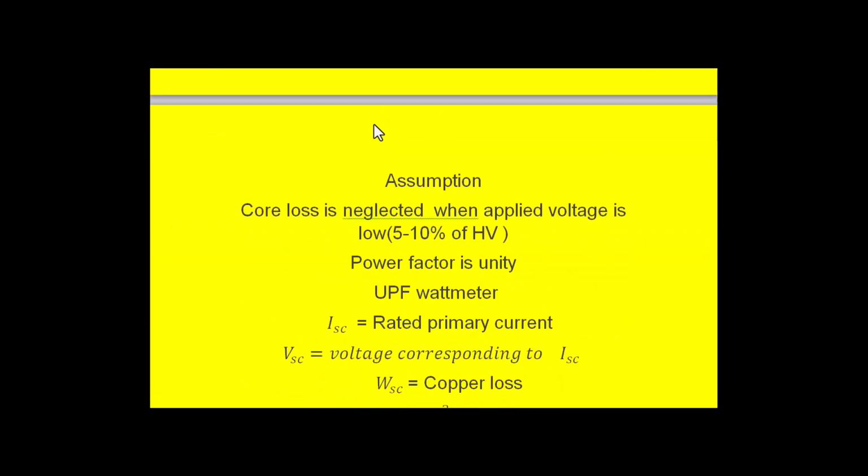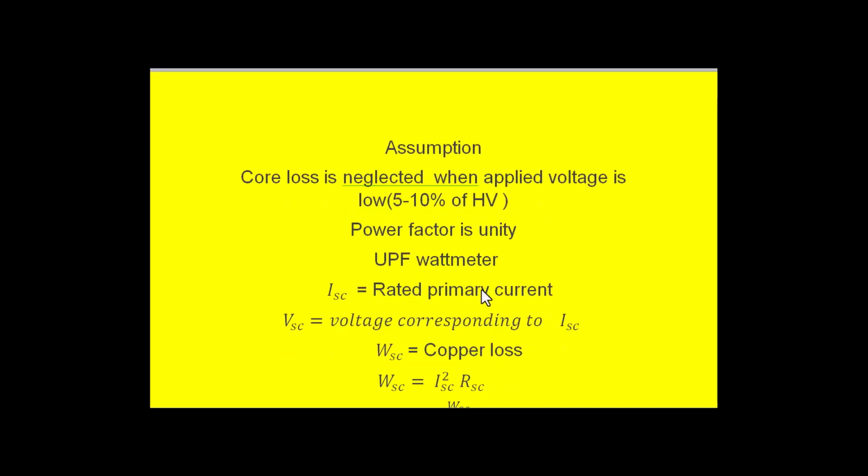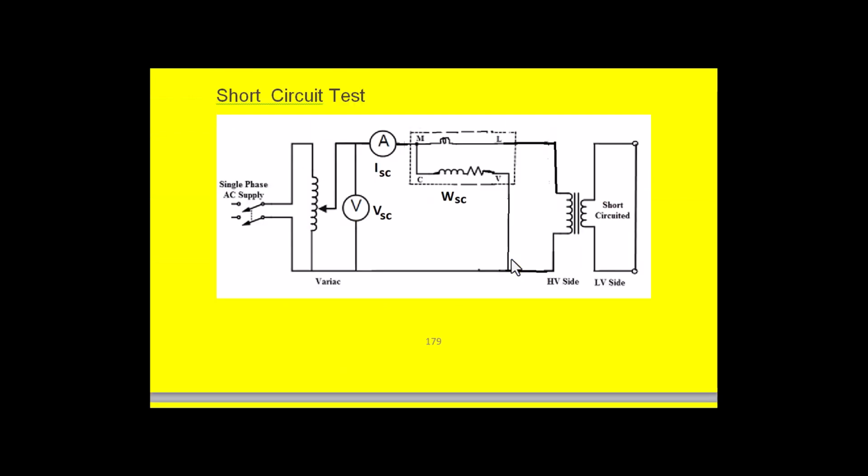And the power factor in this test is normally unity, and because the power factor is unity, the wattmeter to be connected in the circuit should be a UPF wattmeter, like this. And this UPF wattmeter is represented as Wsc, and the short circuit current is nothing but the rated current that flows in the primary winding, and the corresponding applied voltage is Vsc.